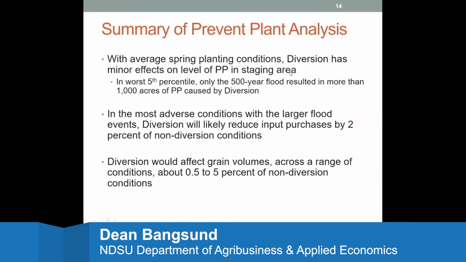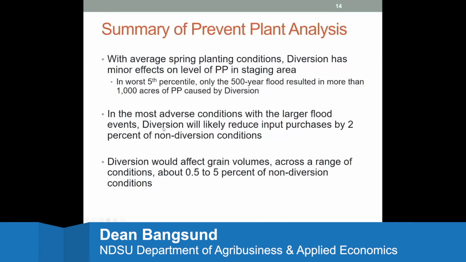So to summarize, and then we can open this up to some questions and discussion. I did not want to do a repeat of the lengthy presentation last time. I wanted everyone to have a chance to kind of weigh in. Under average spring planting conditions, really the diversion is not producing a substantial increase in PP. In the worst 5% of those simulations, when we look at a 500-year flood, that's a very low probability of occurring, we see an additional 1,000 acres of PP coming in as a result of the diversion.